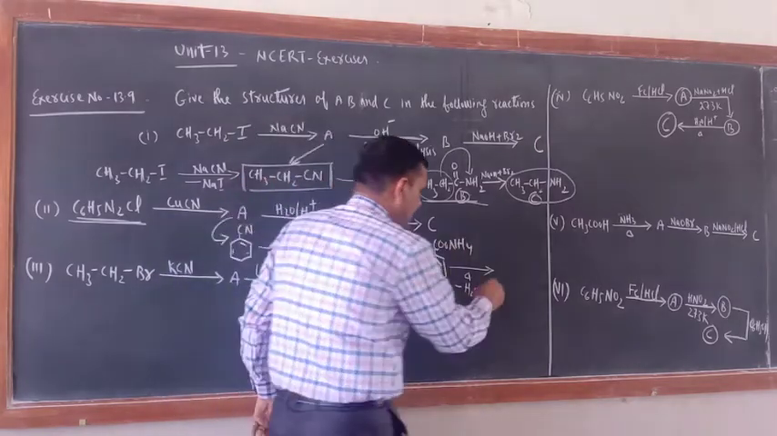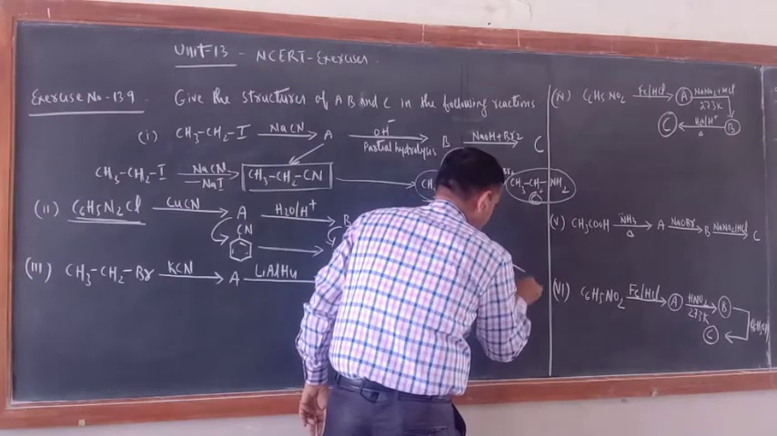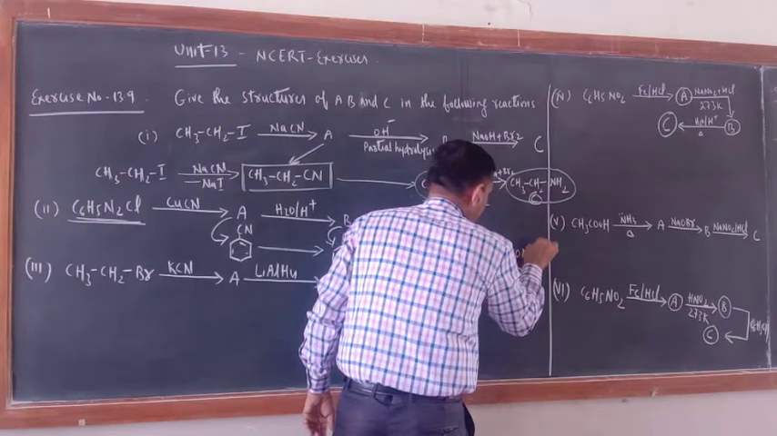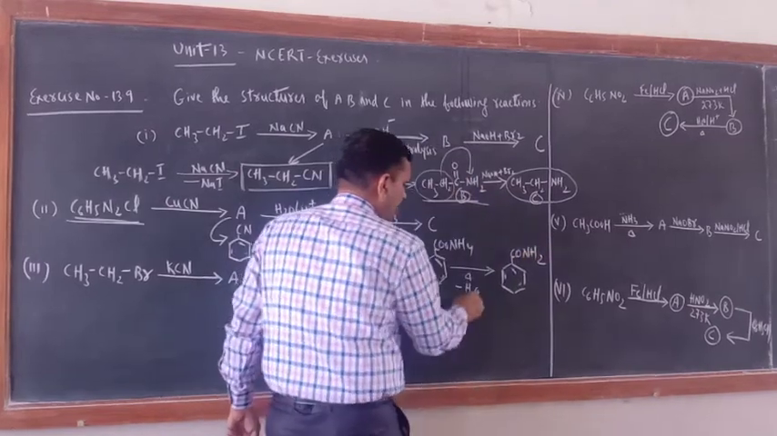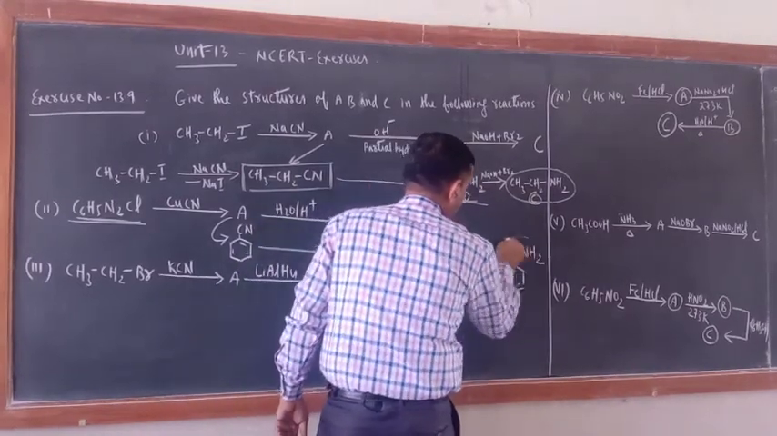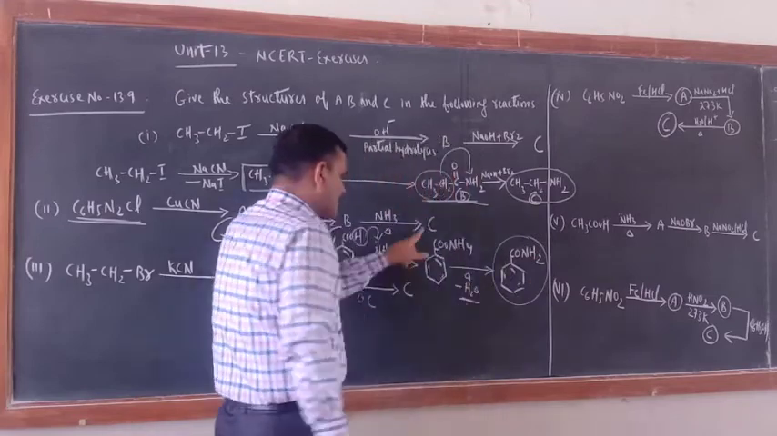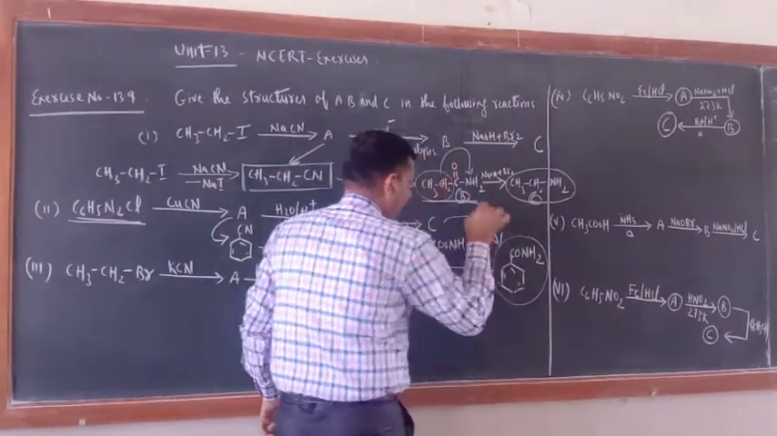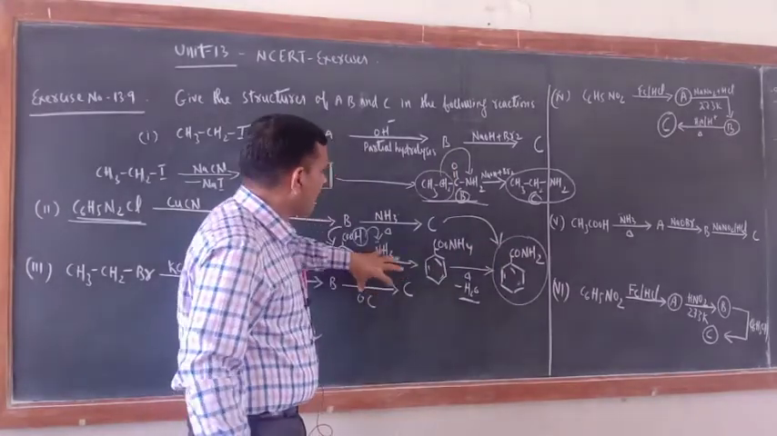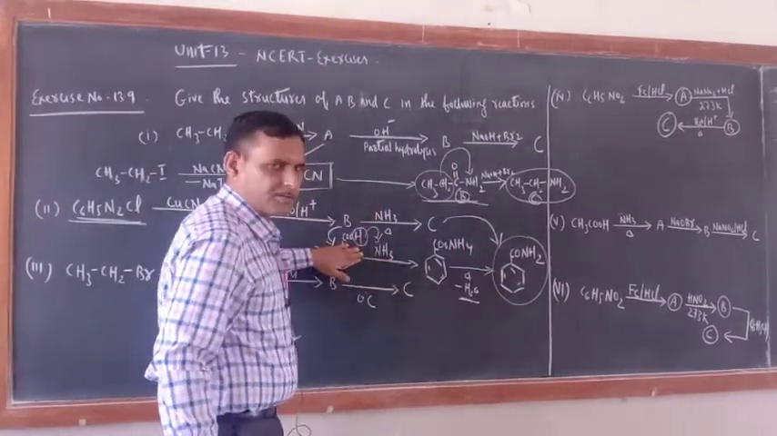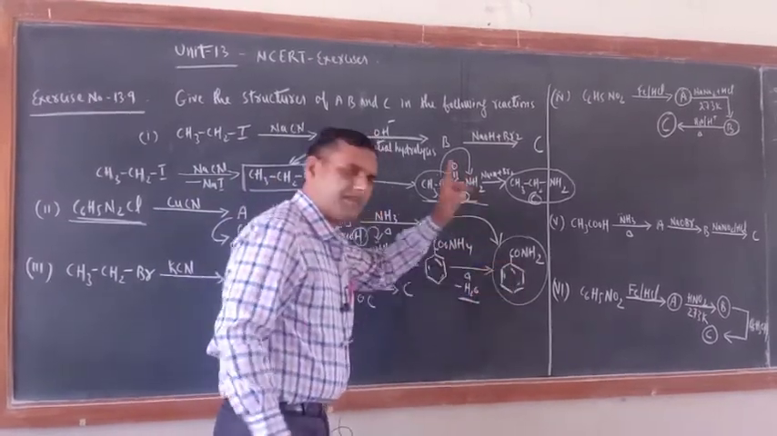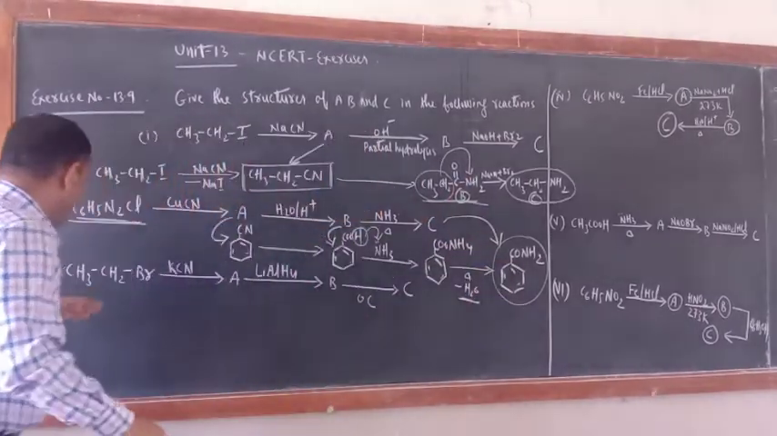So what would be left here? The product would be CONH2, minus H2O. This won't be C; this is forming in between. The final product is the amide, so your C is this one. What is the name of this one? Benzamide.